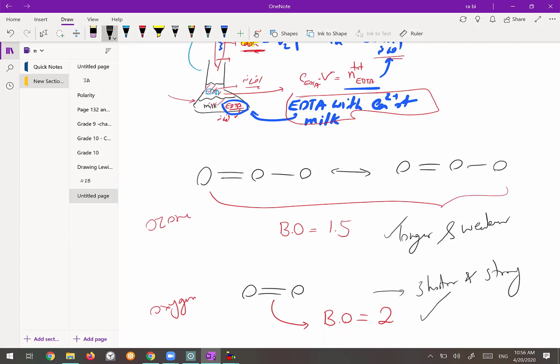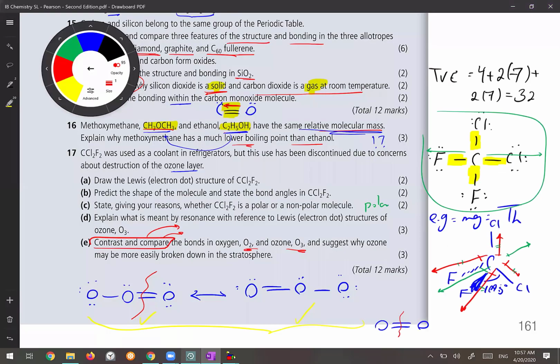Okay, so it means, say this one is longer, this one is shorter, this one is stronger, this one is weaker. So this is comparing and contrast. So when you see compare and contrast in the question, it means you have to compare them. Okay, so again, this suggests why ozone can be easily broken in the stratosphere. Why can it be easily broken? Because the bond between the oxygen atoms in ozone is weak compared to O2.